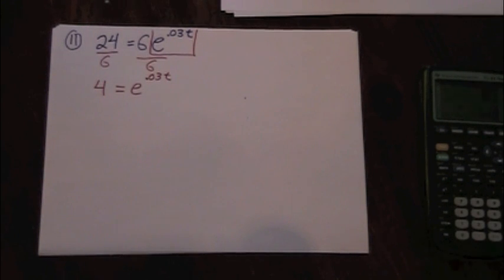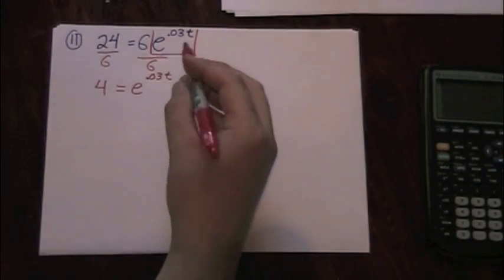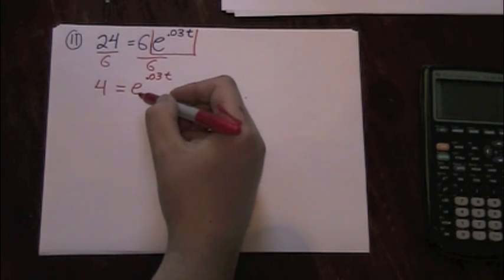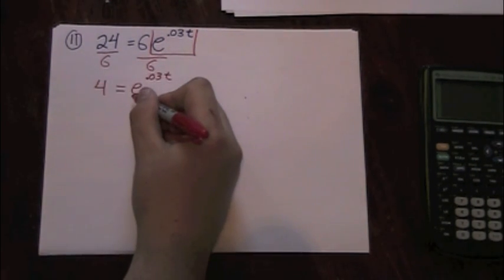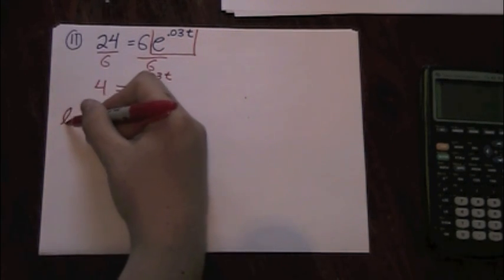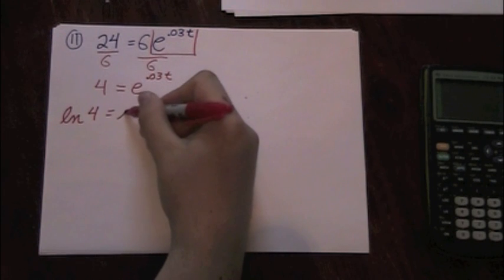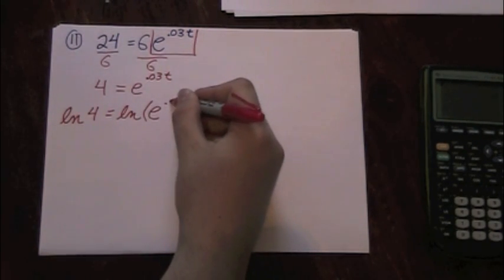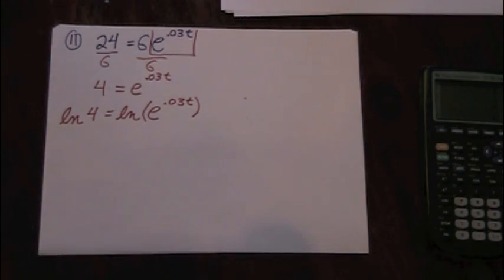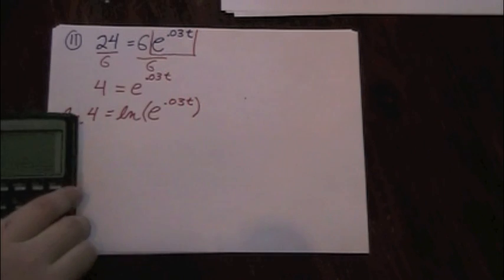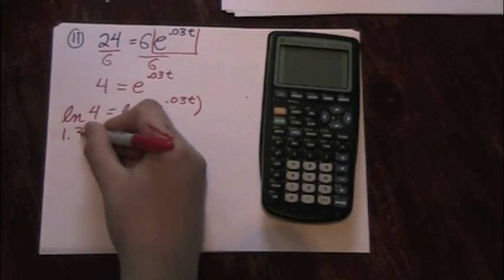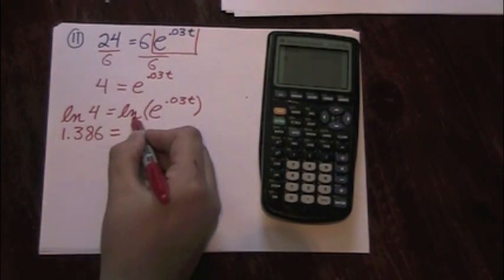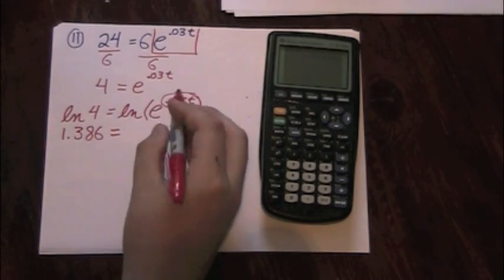Okay, here's where the inverse function comes in. Remember that if we take an inverse function and do a composite function with its inverse, it's going to eliminate that function. The inverse of e to the x is going to be the natural log. I can take the natural log of both sides. And that's going to leave me with the natural log of 4, which I can calculate. ln of 4 is going to be 1.386. The natural log of e to a power is just this power left over.